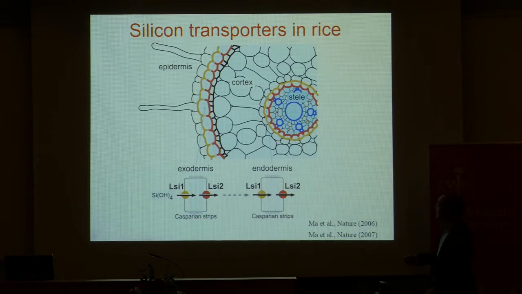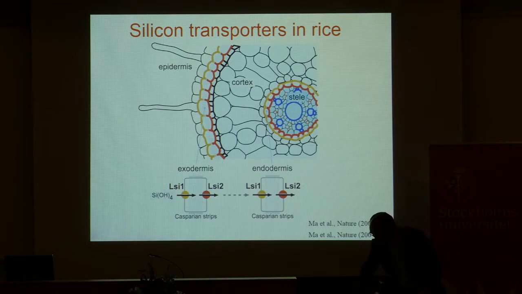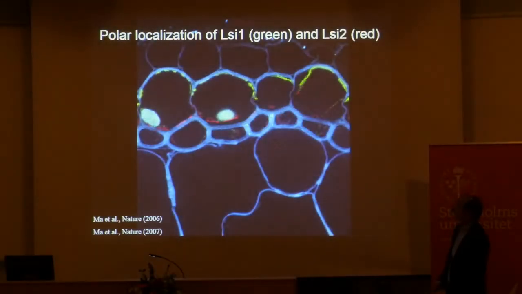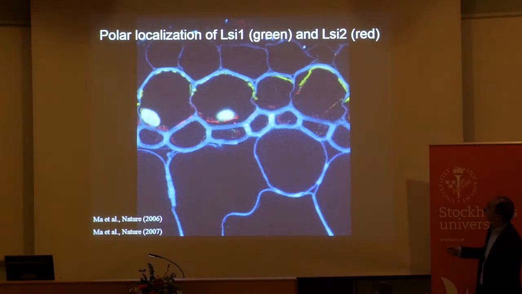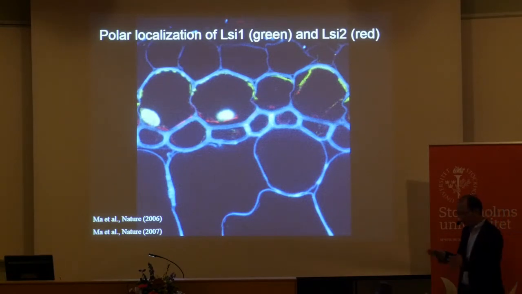As you can see here, both Lsi1 and Lsi2 are localized at the exodermis and endodermis of rice roots. They show polar localization. This is a double immunostaining. Lsi1 is shown in green and Lsi2 is shown in red. You can see that Lsi1 is localized at the distal side, but Lsi2 is localized at the proximal side. So they show polar localization.